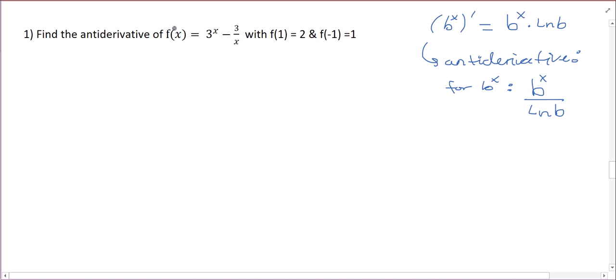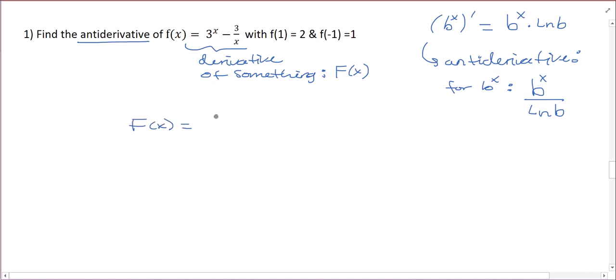Notice that now I'm not using the f prime notation anymore to say this is the derivative. When you're told find the antiderivative of, that means that this is the derivative of something. And oftentimes, the antiderivative is like big capital F. So we can say big capital F is going to be the antiderivative of 3 to the x. So based on this, the antiderivative of an exponential, we get the exponential back divided by the natural log of the base. So I'm going to get 3 to the x divided by the natural log of the base.